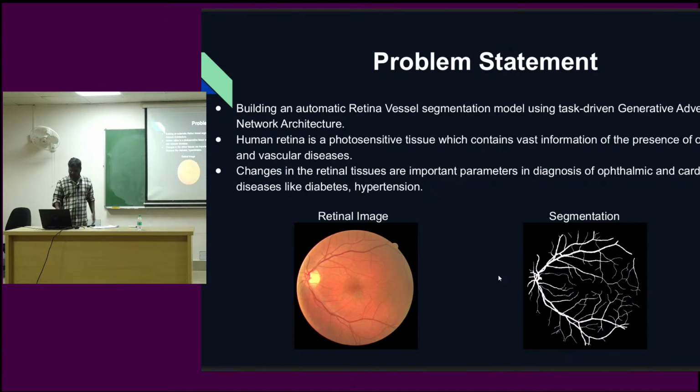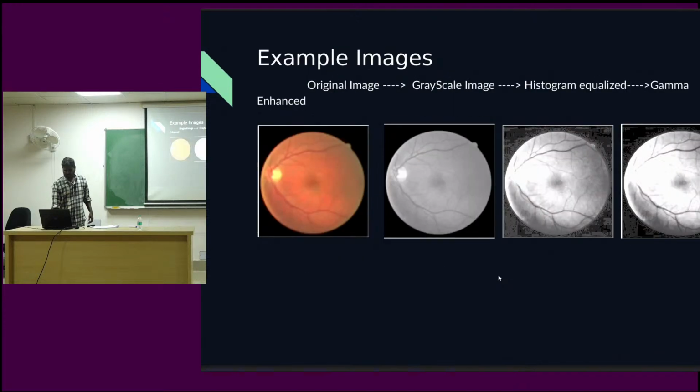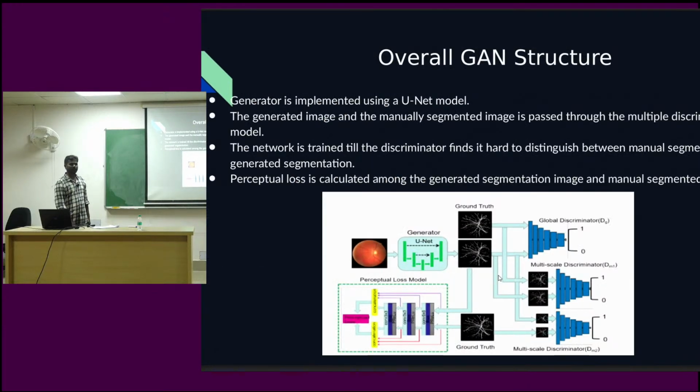It's simple, not difficult to understand. This is the architecture being used for segmenting the images. We have the generator here, and there are 3 discriminators, each handling a different resolution of the images.